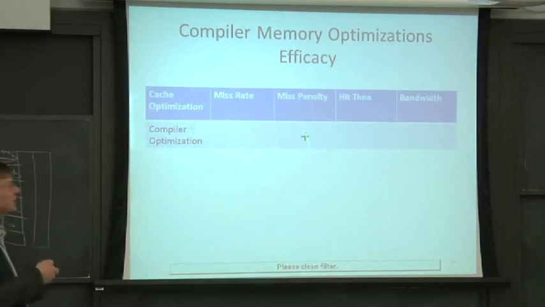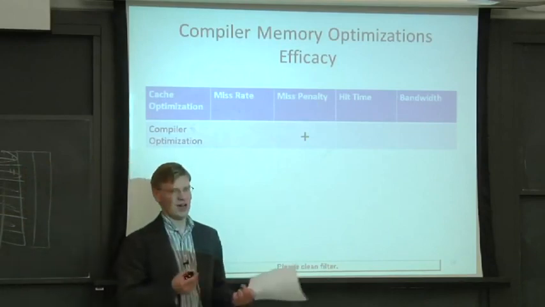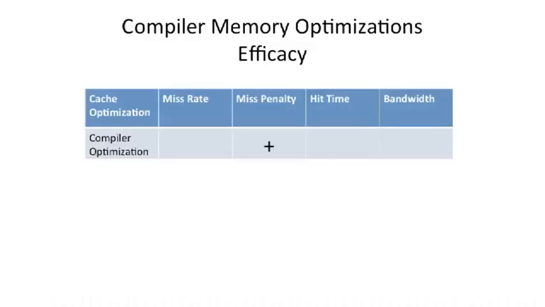Miss penalty, we might be able to help out with. So how does the compiler help out with miss penalty? Well, it can schedule the data so that it's in closer. For instance, the blocking algorithm will actually use a smaller cache footprint, so it'll fit into a smaller cache. So we won't have to go out to the L2. So a good example of this is, let's say you have a matrix multiply. In your matrix multiply, it fits in your L2. The naive approach fits in your L2 but doesn't fit in the L1.